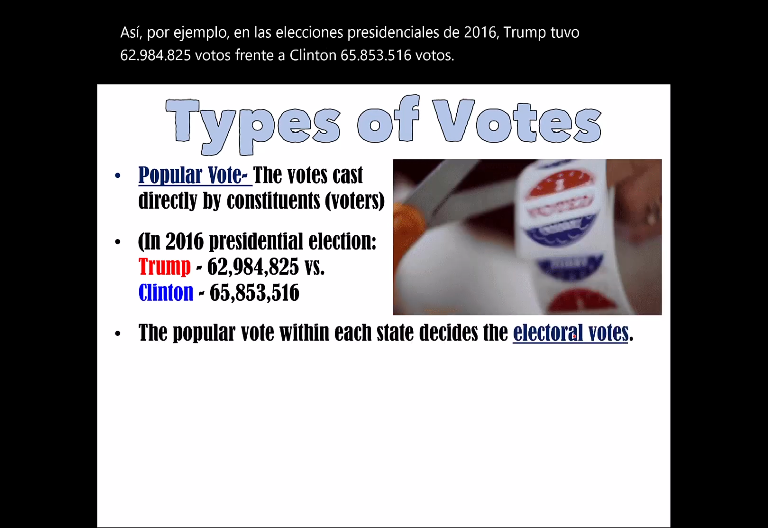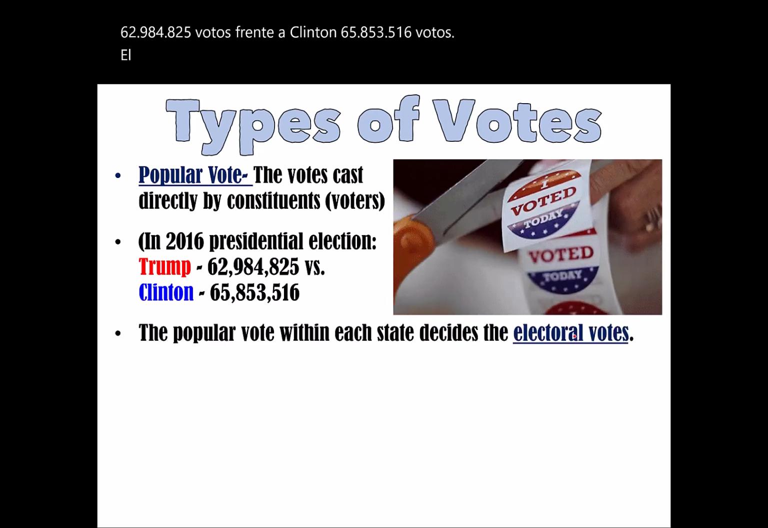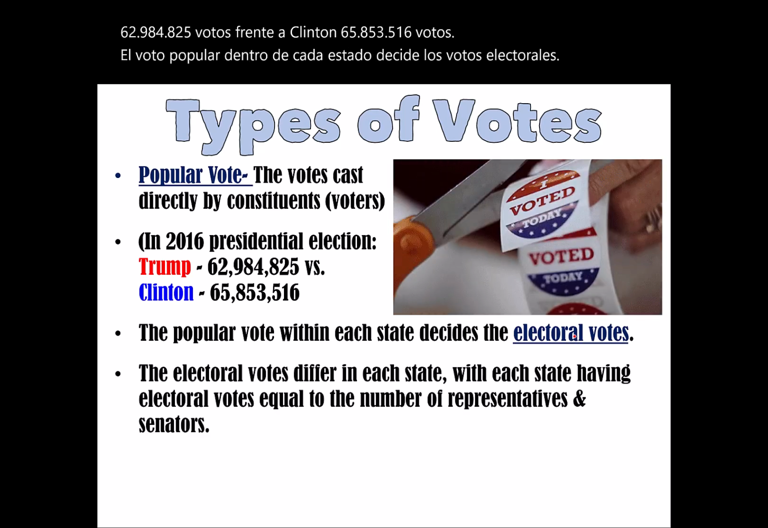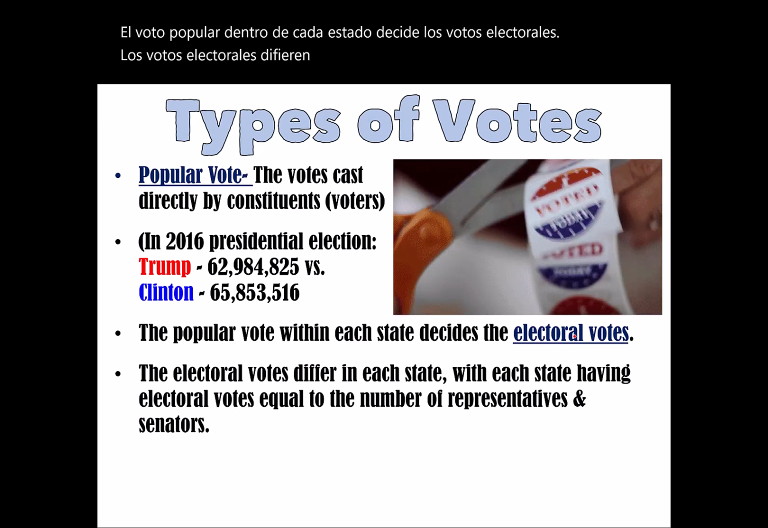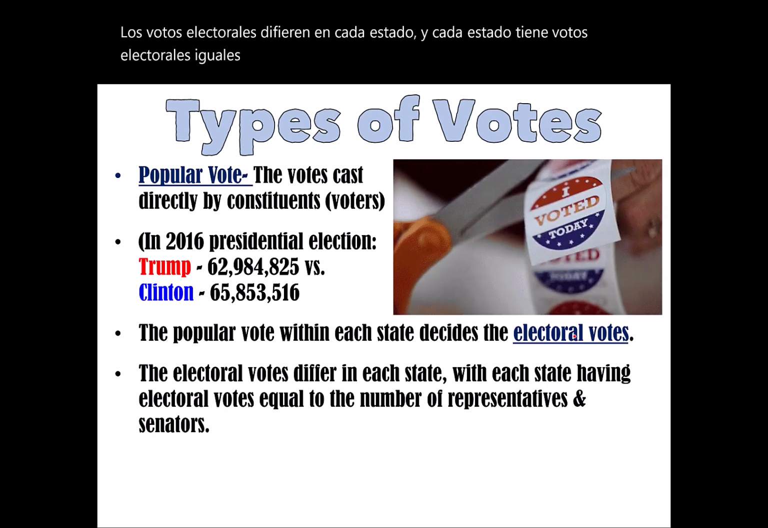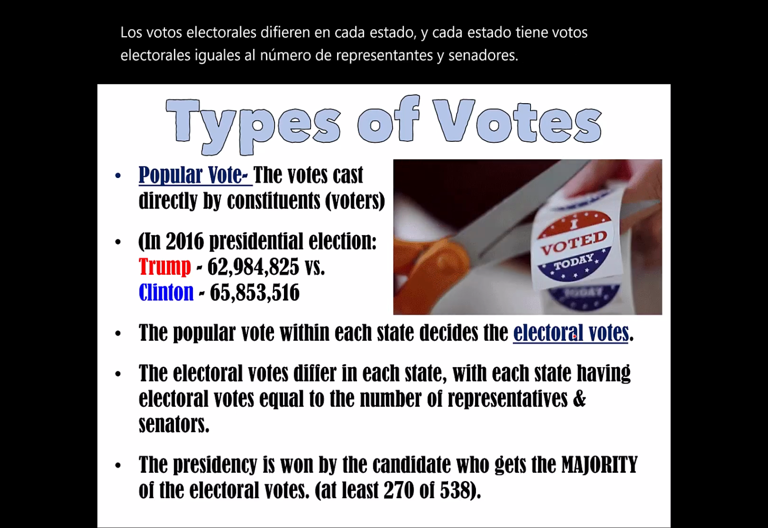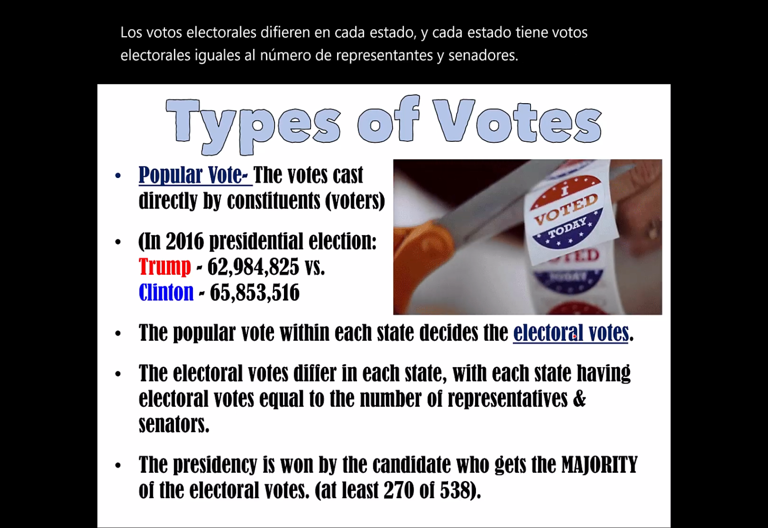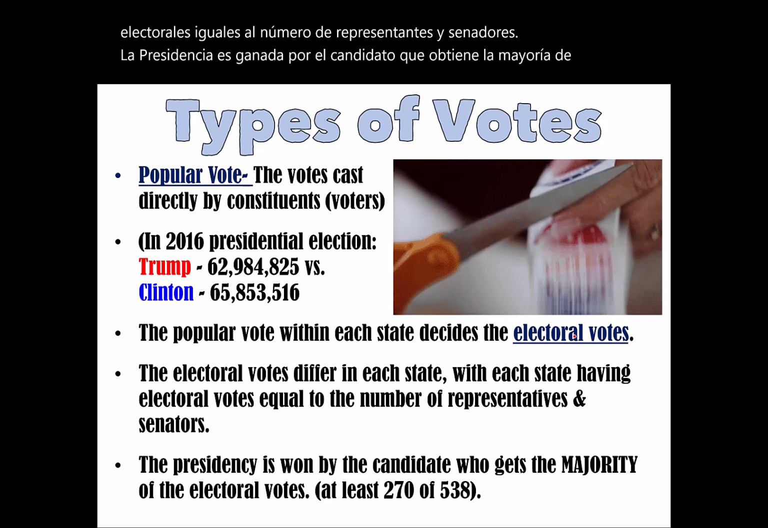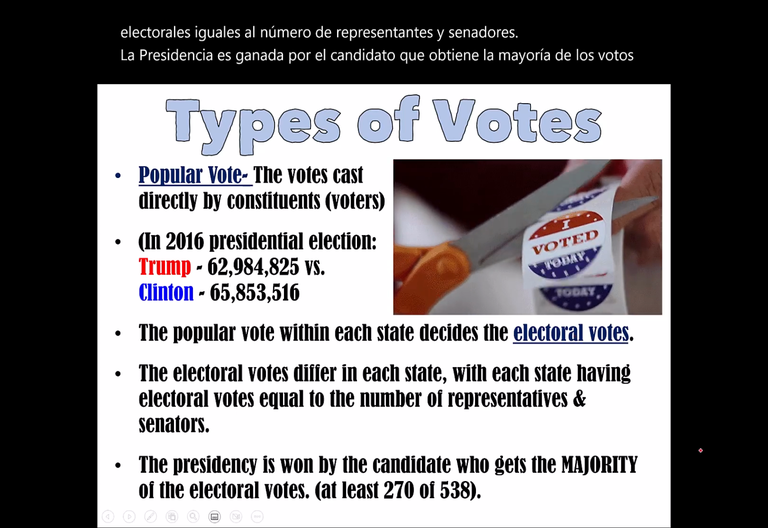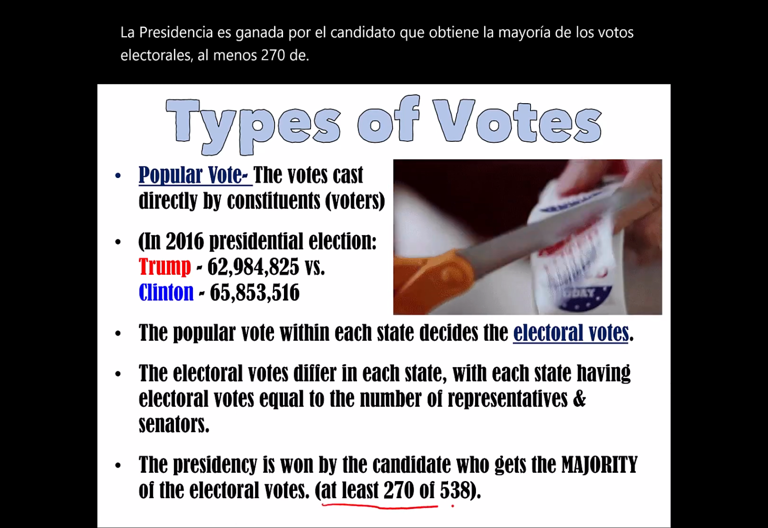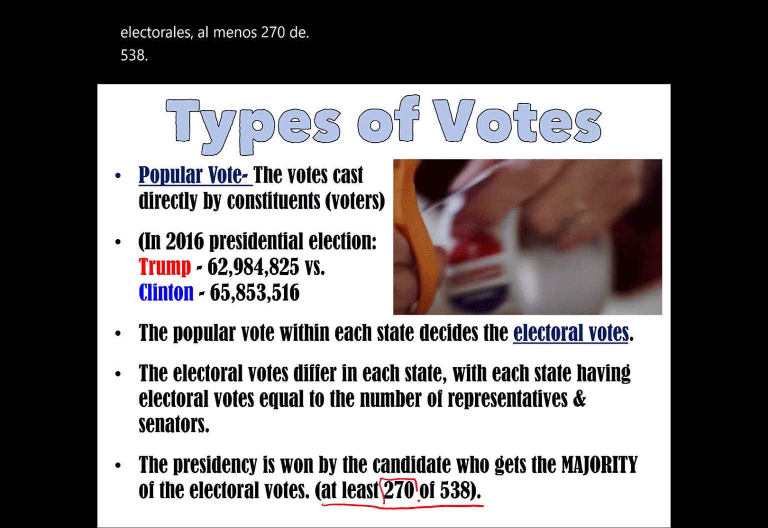The popular vote within each state decides the electoral votes. Electoral votes differ in each state, with each state having electoral votes equal to the number of representatives and senators. The presidency is won by the candidate who gets the majority of electoral votes, at least 270 of 538. So this is the magic number.